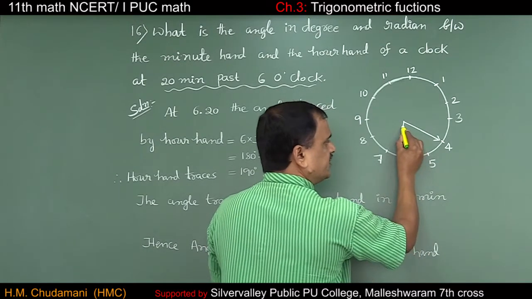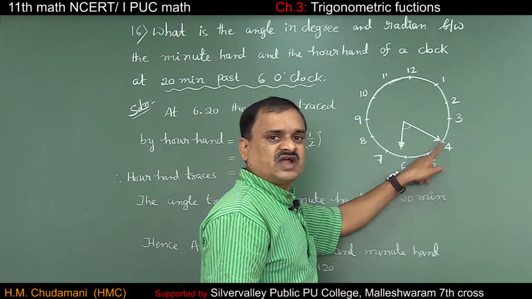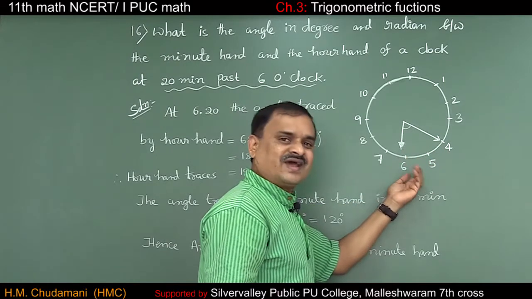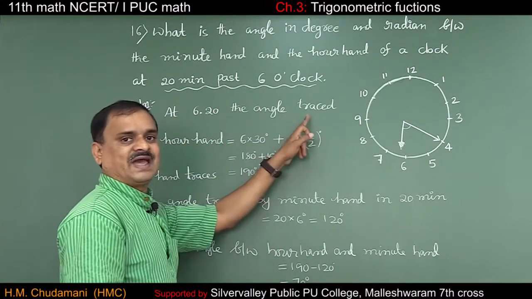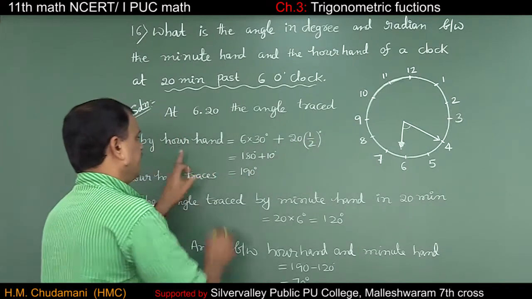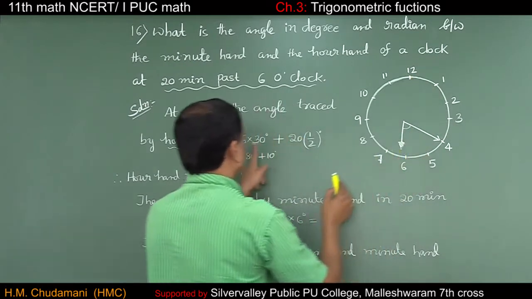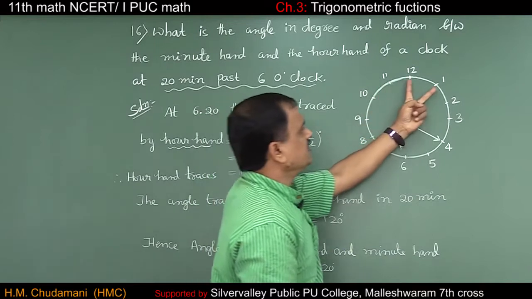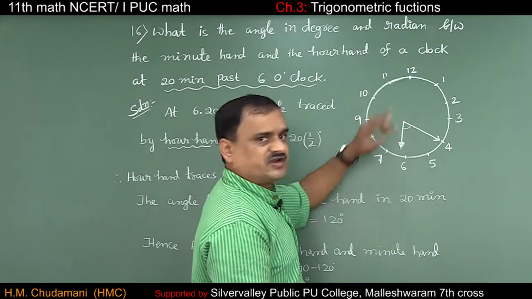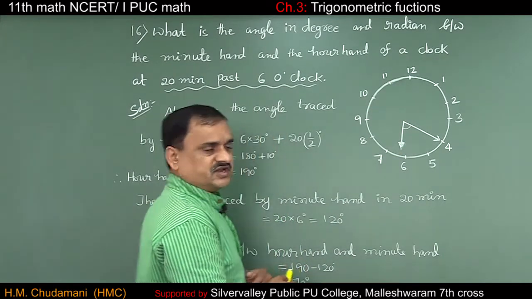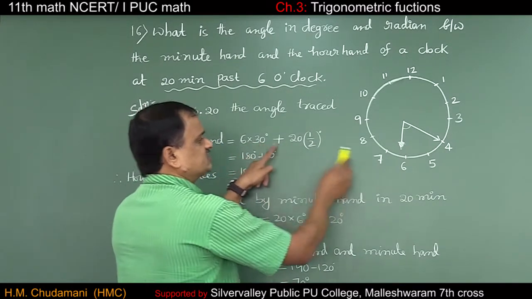So now you need to find the angle between the minute hand and the hour hand. The minute hand is at 4 and the hour hand is ahead of 6. At 6:20, first find the angle traced by the hour hand. From 12 to 6 there are 6 divisions, each division is 30 degrees, since 360 divided by 12 parts is 30 degrees. So 6 hours means 6 divisions, 30 degrees each, plus 20 minutes.